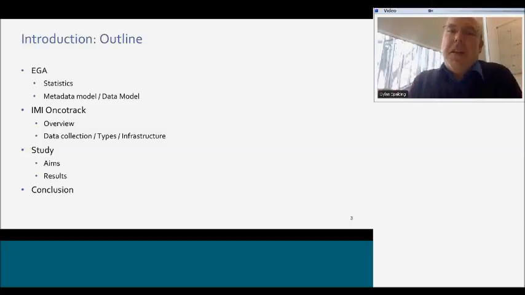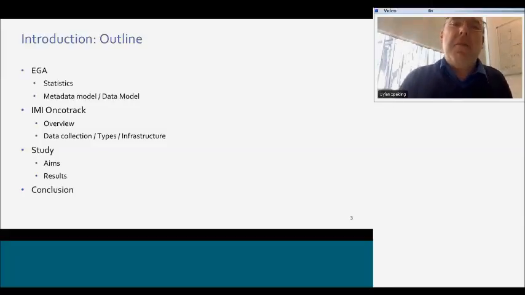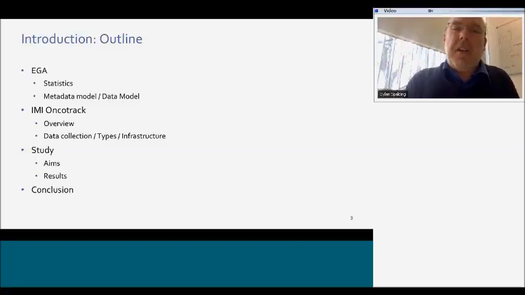So in this talk we're looking at a study of trying to improve data access for consortia data, using IMI OncoTrack as an example. Here's an outline of the talk. I'm going to talk about EGA to start with and how we could use EGA to facilitate this. I'll go through the statistics and the metadata model for EGA. I'll then talk a bit about the IMI OncoTrack project, give you a quick overview, and then detail some of the data collection, the data types, and the infrastructure that they've been using. And then I'll go on to the study itself, the aims of the study, and the results of the scoping study on how we can get this data and improve the access to it in future, and give some conclusions at the end.